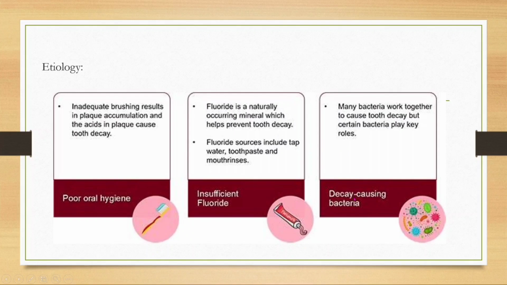And the presence of bacteria. Many bacteria work together to cause tooth decay, but certain bacteria play a key role, like Streptococcus mutans, which causes smooth surface caries, and Lactobacillus, which causes deep caries. That was about the etiology of early childhood caries.